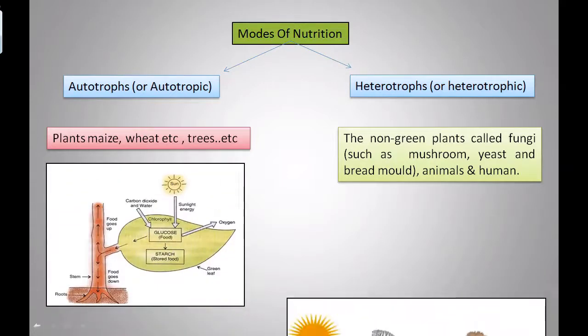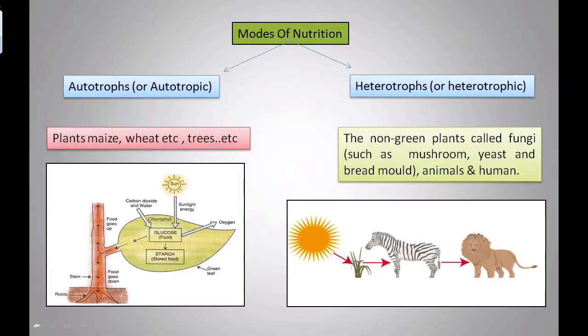Here is an example cited about the mode of nutrition. In autotrophs, you can see the plant takes the energy from sunlight and carbon dioxide and water from the atmosphere, and in the presence of chlorophyll, it produces food and releases oxygen into the air, and this food is supplied to all parts of the plant. Whereas in heterotrophs, the herbivorous animals are dependent on plants, and the carnivorous are dependent on herbivores for their survivability.